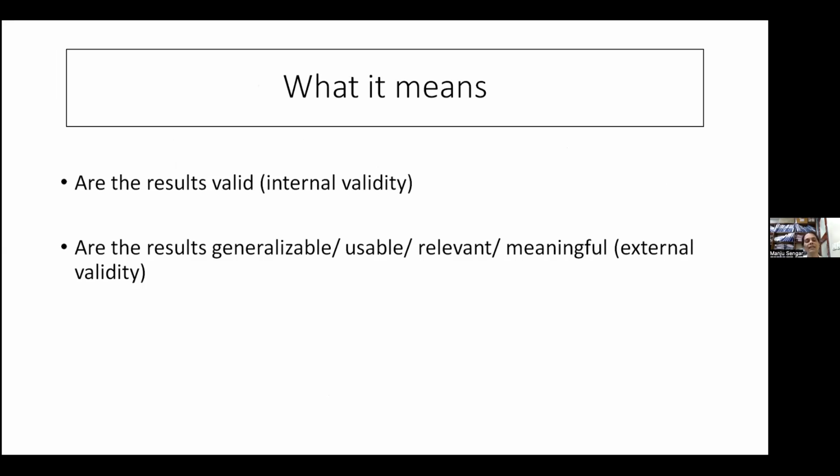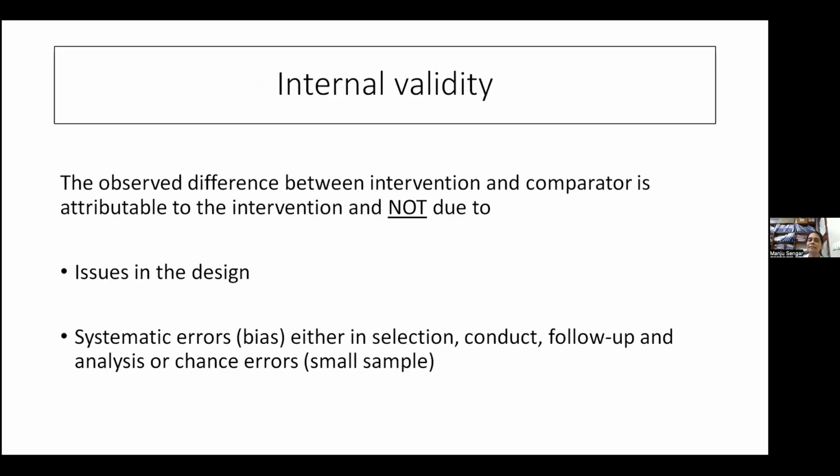You're looking at the results, whether they are valid, what we call internal validity, and you're looking at whether they are generalizable, usable, relevant, and meaningful for your patients, what we call external validity. Internal validity practically means that the difference which you are observing between the intervention and comparator is attributable to the intervention. And it hasn't come just because there are issues with the study design or systematic errors in the way you have selected and allocated the participants to the intervention and comparator arm, how you have conducted and followed up, or the analysis which has been done.